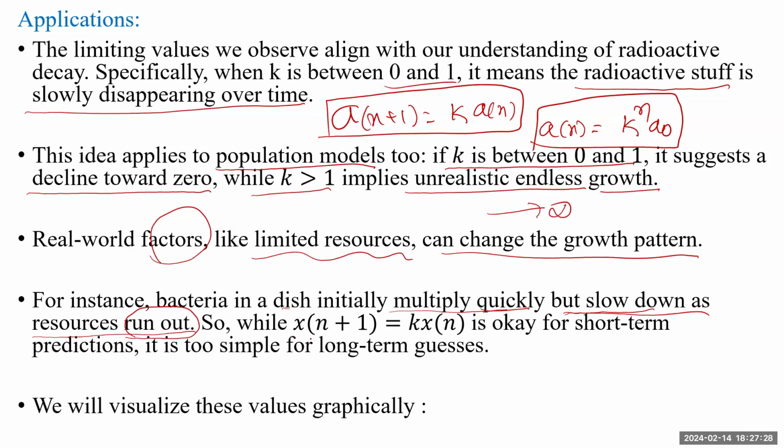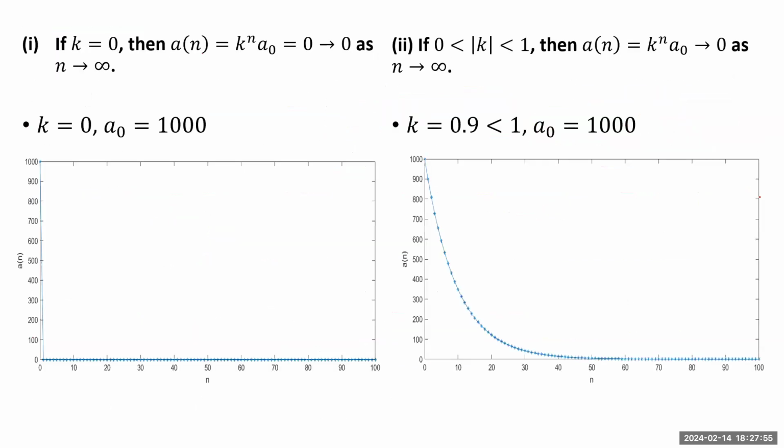So what is this model? This model is okay for the short-term predictions, but it is too simple for long-term guesses, right? Because that is not possible, as this value tends to infinity as n tends to infinity if k value is greater than 1. So now we will see all these from the graphical point of view.